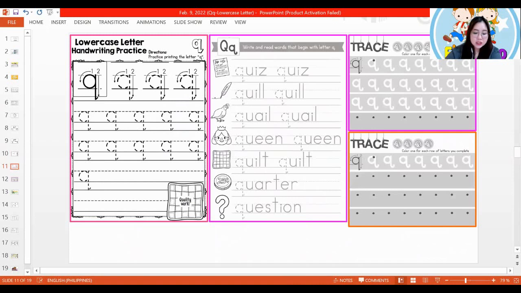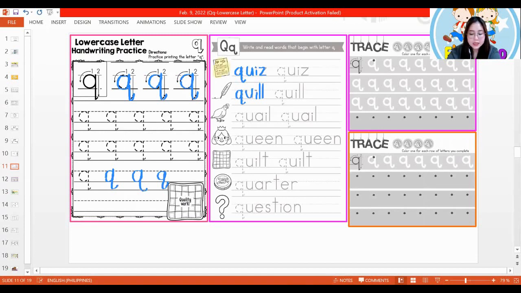So after you trace your name, let's trace our letter Q's, lowercase letter Q, and we'll also practice writing the lowercase letter Q. So when you're writing your letters, don't write very fast, okay? So that your hands will not get tired. And when you're all done with that, let's also trace the letters to complete our words that start with the letter Q. So we have a few pictures here that starts with the letter Q.